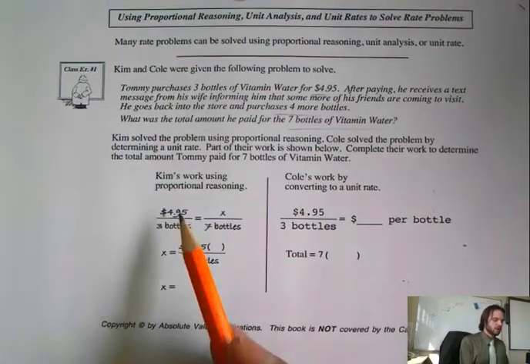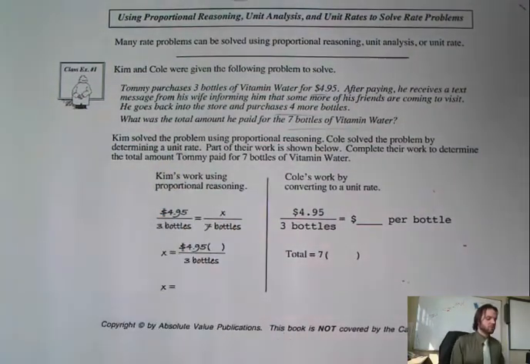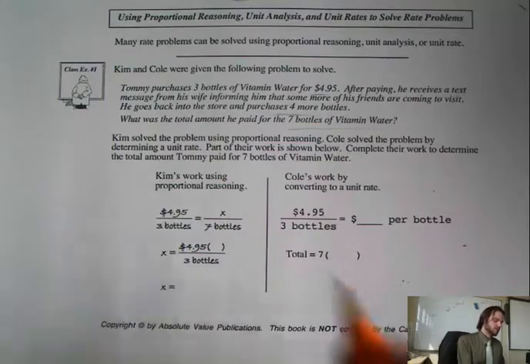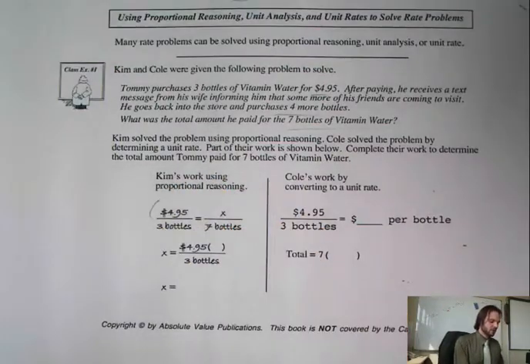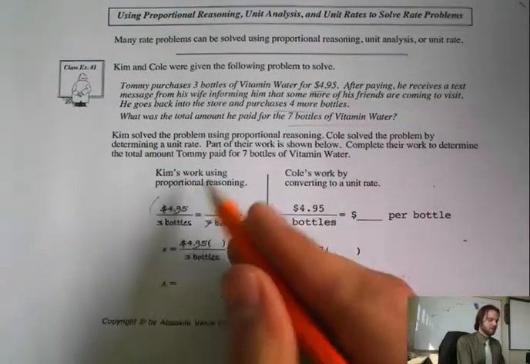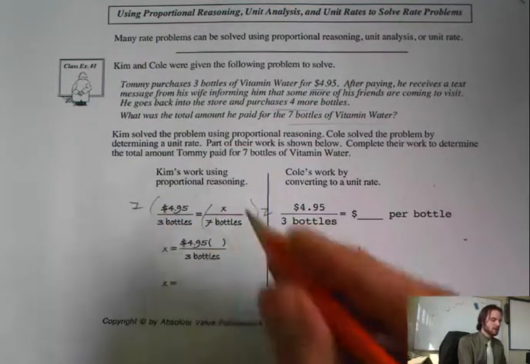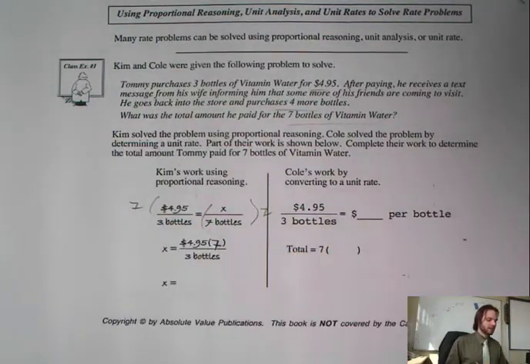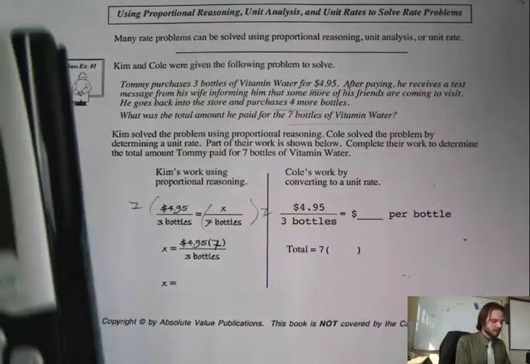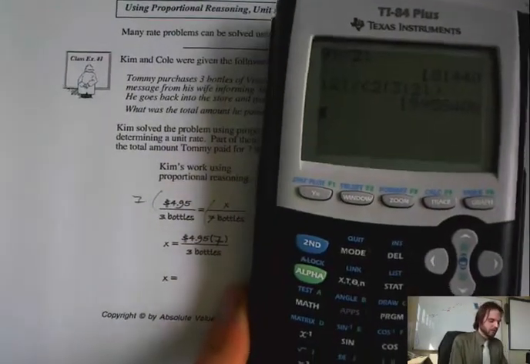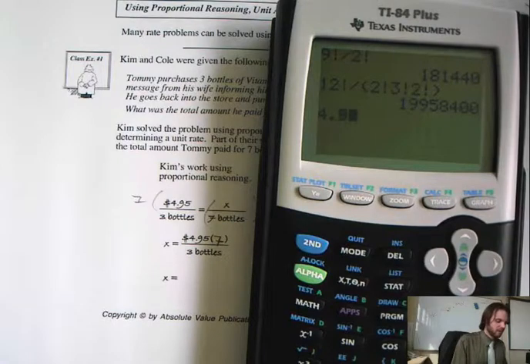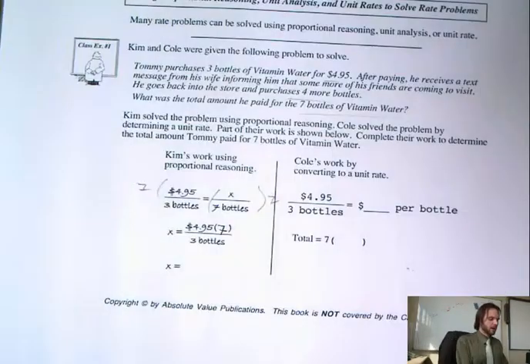So Kim's was right here, 3 to 7, and she used proportional reasoning. She just multiplied all this here by 3, multiplied everything here by 7 to get x by itself. Okay? So she just multiplies by 7. So what she ends up getting is, we go 4.95 multiplied by 7, enter. Then we're going to divide that by 3. She gets 11.55.